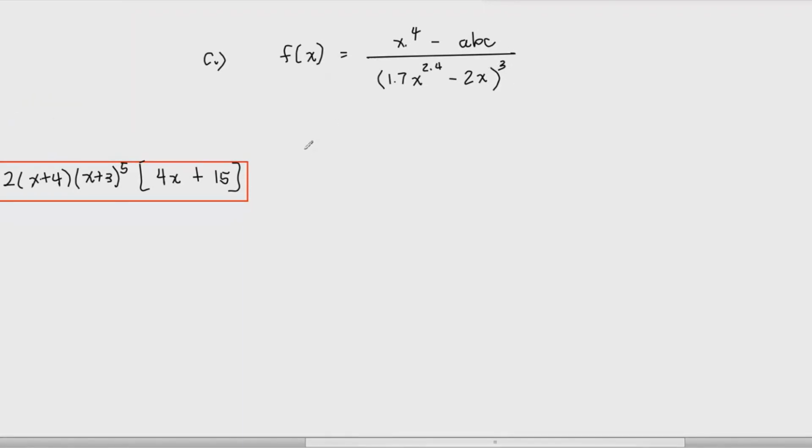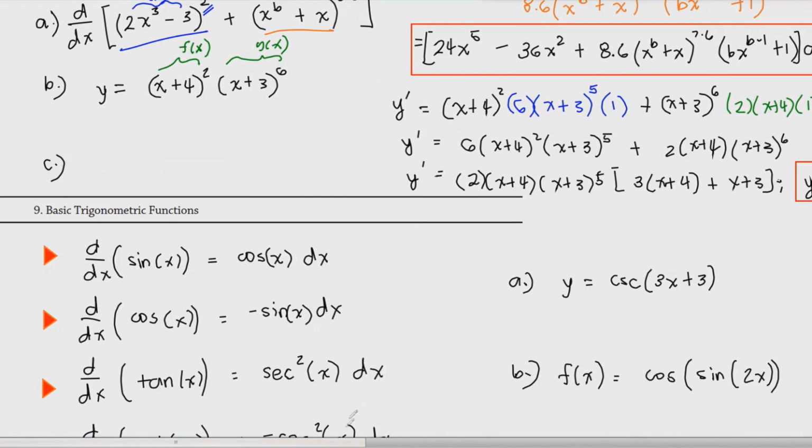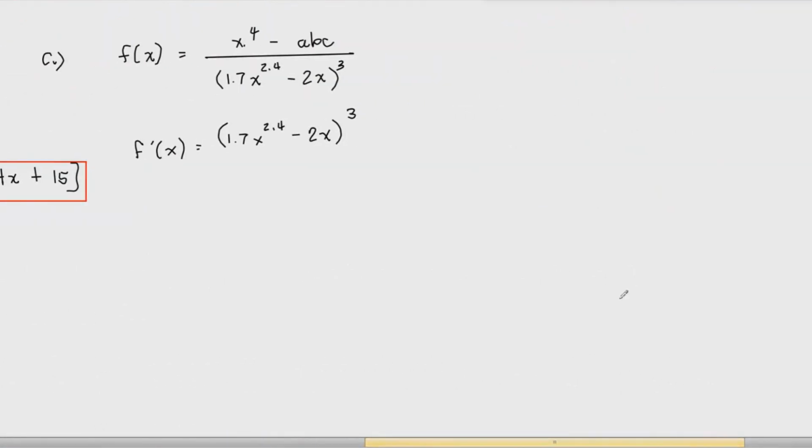So I'll be taking the derivative of this function. I'll be using f prime of x, since that's the Lagrange notation for that. And then for quotient rule, I'll be copying the denominator first, so that is 1.7x raised to 2.4 minus 2x and then cubed. So that's the first thing that we need to do using quotient rule. And then we take the derivative of the numerator, so that will be multiplied with the derivative of this, x to the 4th minus abc, which would simply be 4x cubed.